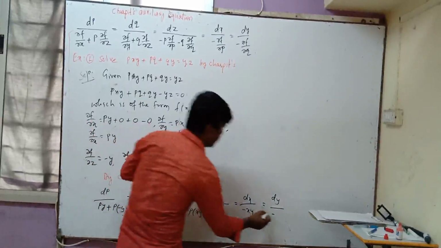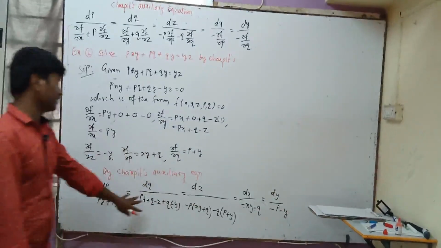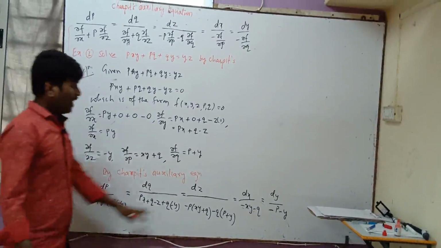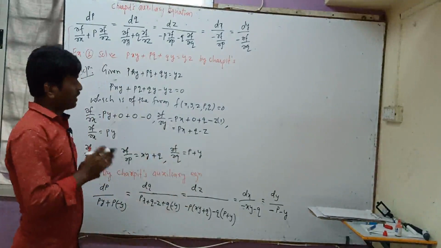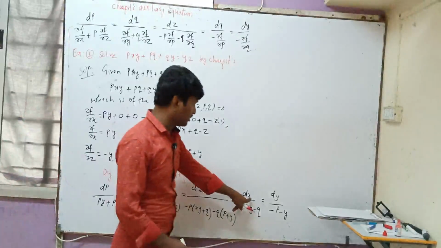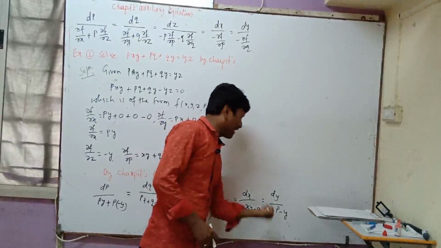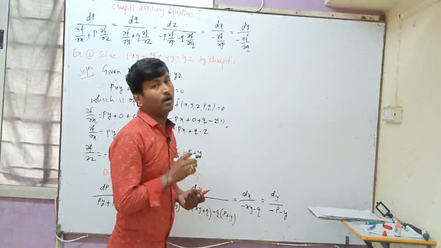Where is ∂f/∂q? Minus p minus y. So this is the auxiliary equation that we get here. Finally, after getting this, half of our solution is completed. Now, considering these two auxiliary equations, these two fractions, I must find the values of p and q.